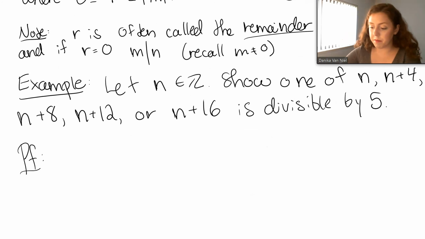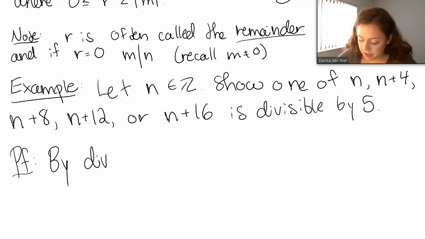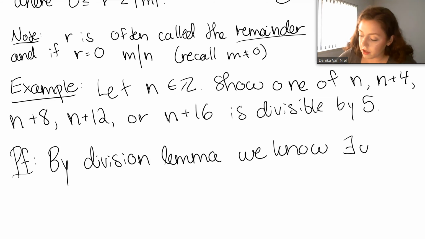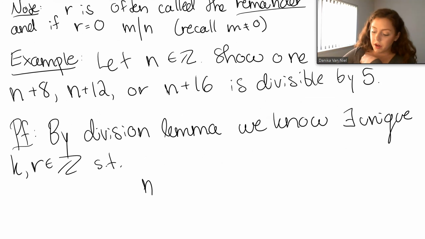Here's my example of stating what the division lemma is. Well, kind of. Here's what I'll say. By the division lemma, we know there exist unique k and r in the integers such that, and now we're going to write it out, n equals 5k plus r.